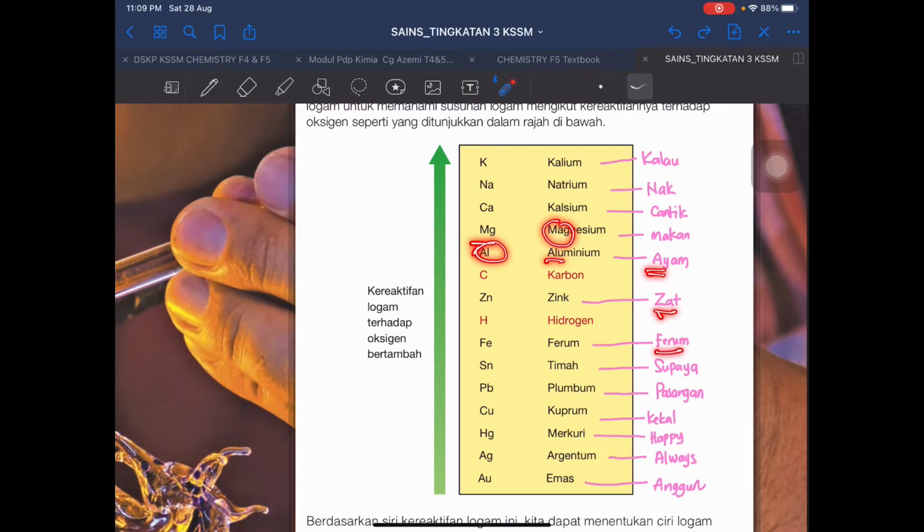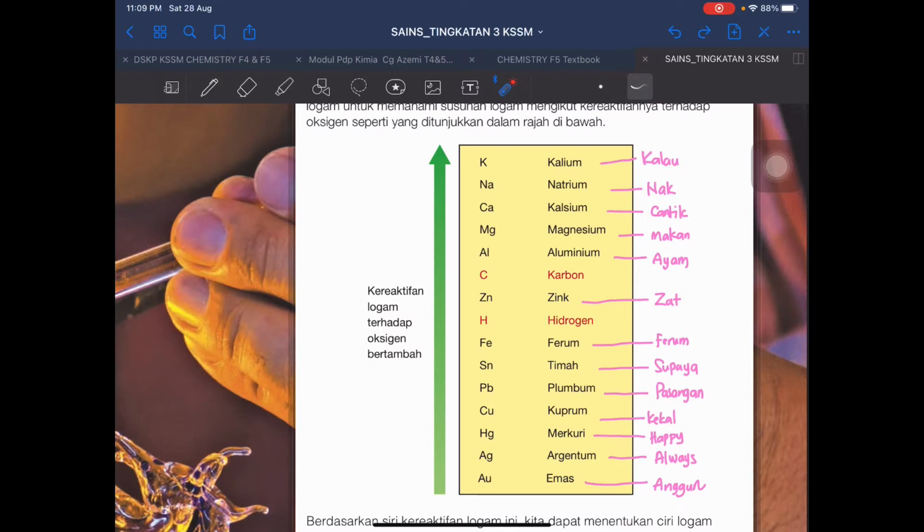Zat ferrum. Zat is for zinc, obviously because of the Z. And then ferrum is ferrum, Fe, obviously. Supaya. Why do I use supaya? Because the symbol for timah, or stannum, is Sn. Supaya, Sn. Pasangan, plumbum. Okay, plumbum. Kekal, why I use kekal? Because of the K, cuprum. So, you have to remember it that way lah.